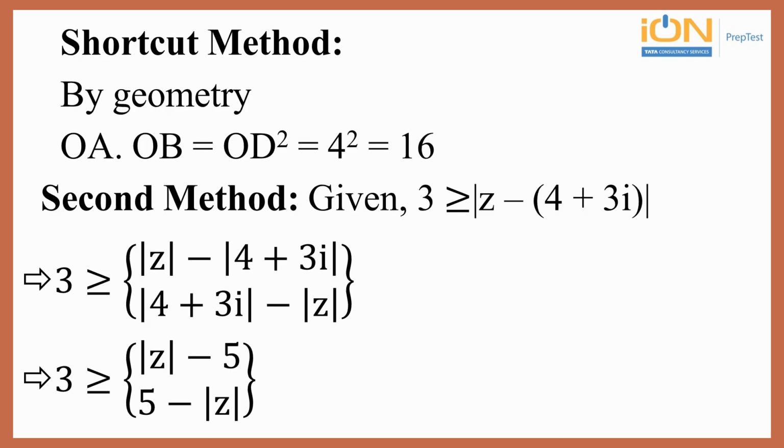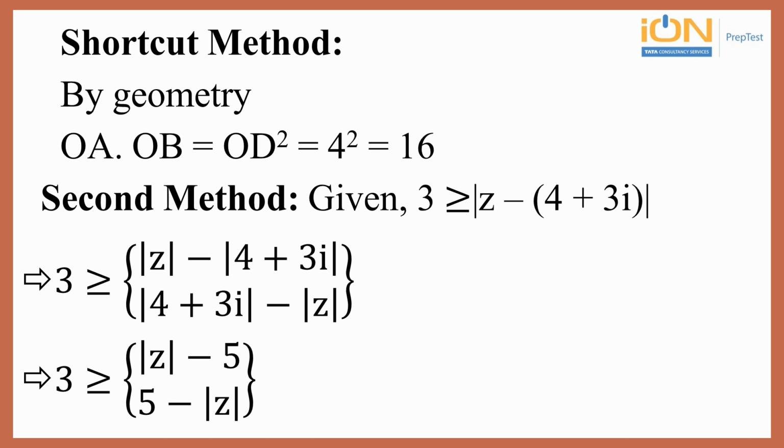Now we have an alternative method using geometry. We know that from pure geometry, OA into OB is equal to OD square, that is the square of the length of the tangent. And you can see that the length of the tangent is 4 units. So therefore OA into OB would have been 4 square, and that is equal to 16. Okay, we can go for the second method.